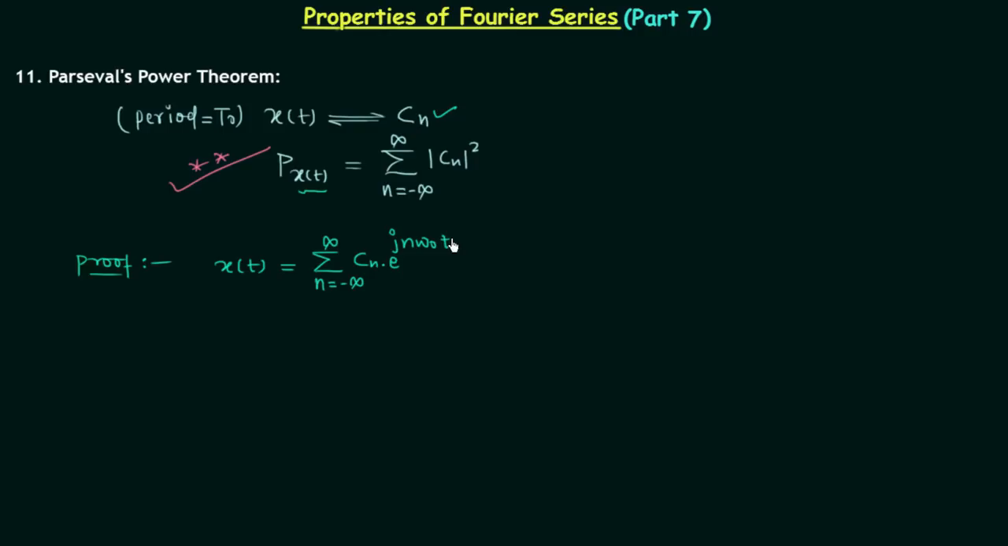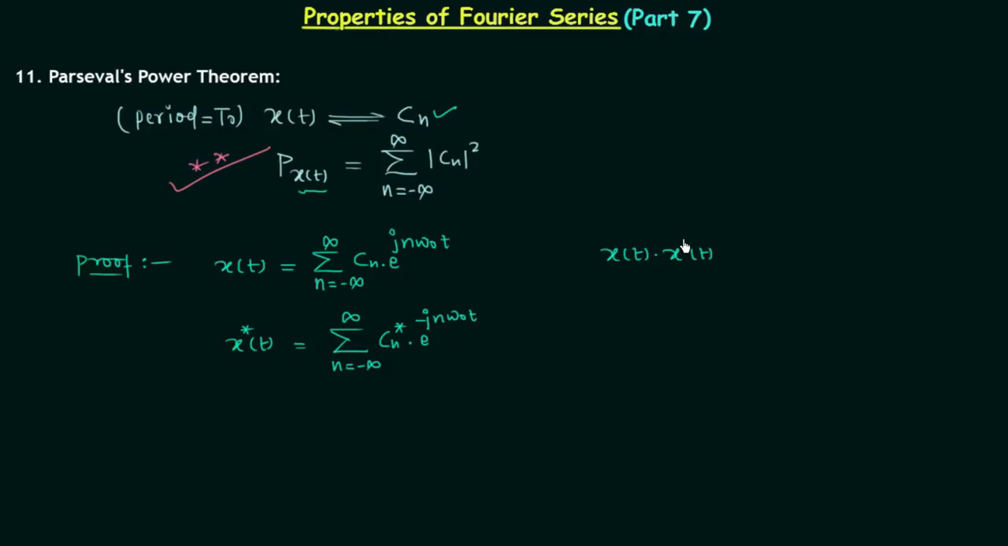Now I will take the conjugate on both sides. On the left hand side I have the conjugate of signal x(t), and on the right hand side I have summation n equal to minus infinity to infinity c_n conjugate multiplied by e^(-j n ω0 t). We have a negative sign here because of the conjugate. Initially we had a positive sign here. Now what will happen if I multiply signal x(t) and signal x(t) conjugate?